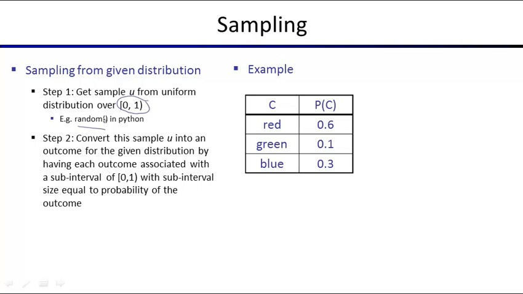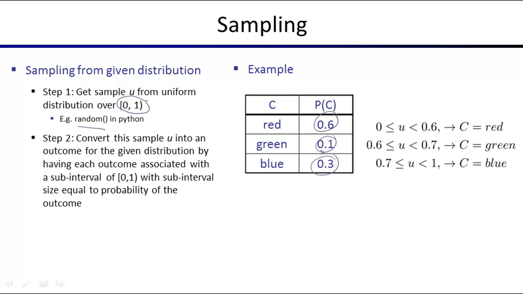What does that look like? This is your distribution. You now associate with your distribution parts of the 0, 1 interval, right? This will take up a 0.6 chunk, this will take up a 0.1 chunk, and this will take up a 0.3 chunk, and together that fills up the entire 0, 1 interval. So this is one way of doing this. You have many ways of doing this. This is just one choice. And if your random returns U equals 0.83, you just check, you say, oh, that's between 0.7 and 1, so I'm going to generate blue for this sample.